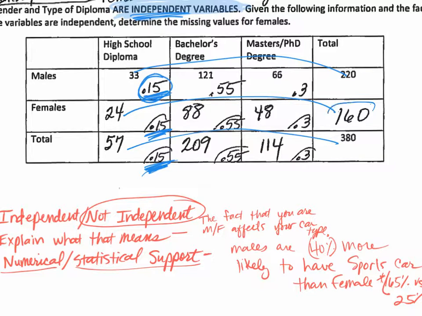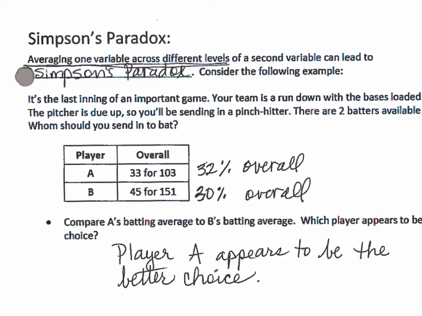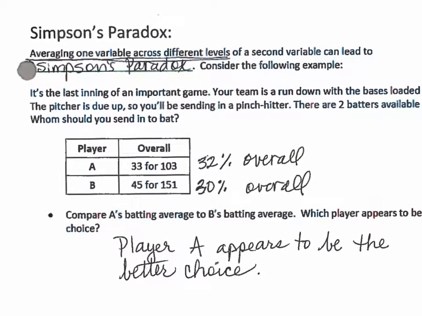Okay, you get 160 by going 380 minus 220. Okay, it's okay. All right. It's okay. It's all good. Okay. Now, look here. Simpson's paradox.